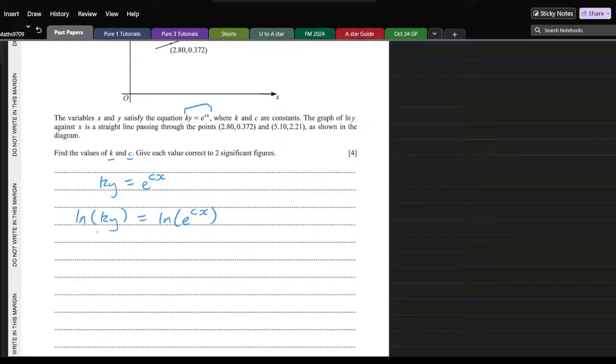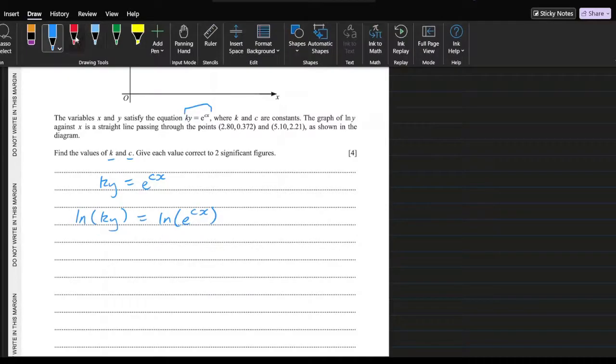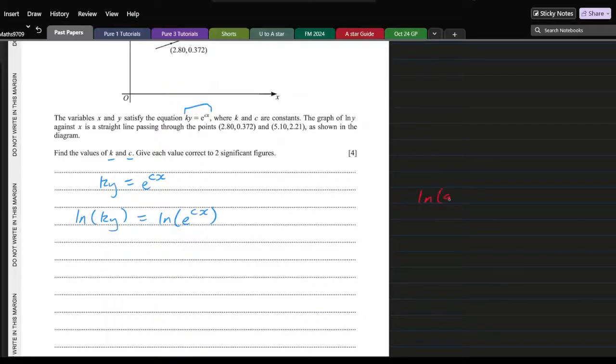And so on the left hand side, we can use the law of logarithms that says ln ab is equal to ln a plus ln b. So that gives us ln k plus ln y. And on the right hand side here, we've got inverse functions, so they'll cancel out and we end up with cx. Now we want a line for ln y against x. So we want to make our ln y the subject of the formula. So ln y is equal to cx minus ln k.